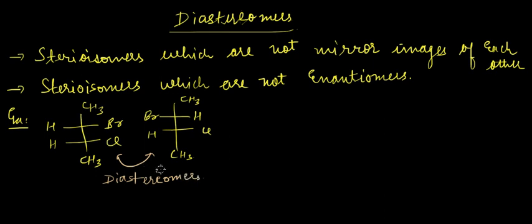Okay, so let us look at some more examples. We have this one and this one. So as you can see, they are not mirror images of each other, hence these are diastereomers.